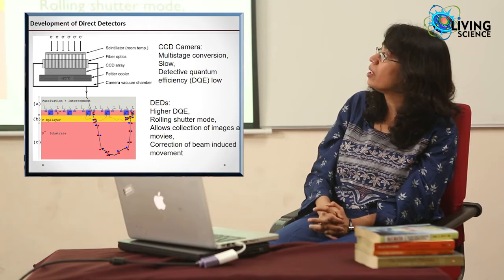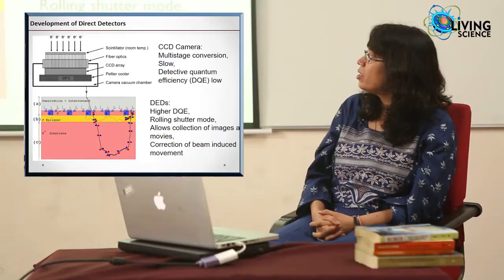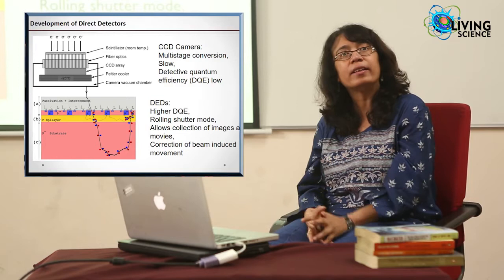because they developed these detectors called direct electron detectors, which were a departure from CCD cameras, which had been used up to 2012 or so. Now, CCD cameras carry out multi-stage conversion of electrons, which are transmitted through a sample. They are converted to photons. So there is some information loss along the way. What direct electron detectors do is that they use CMOS technology and they register incoming electrons directly so that there is no information loss. That is one very important aspect.